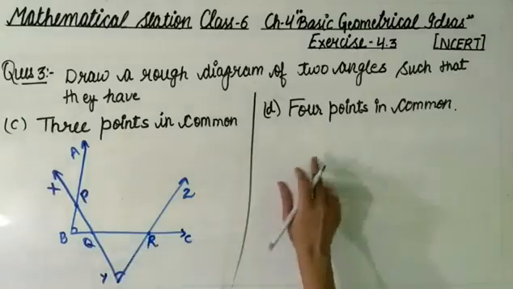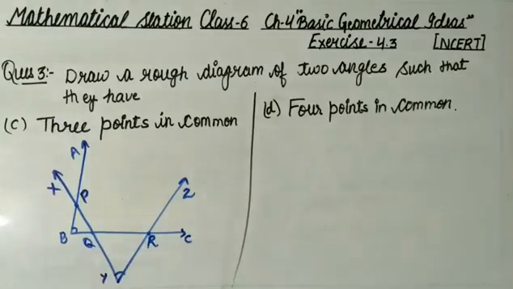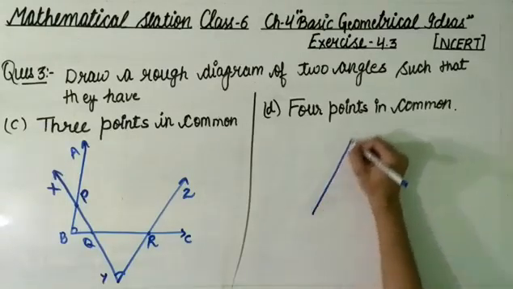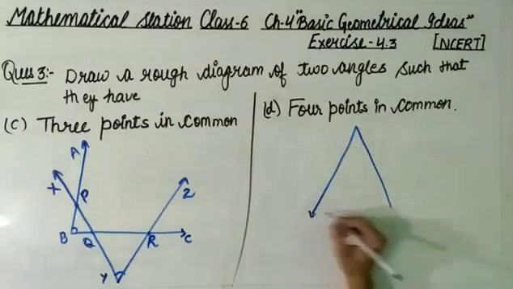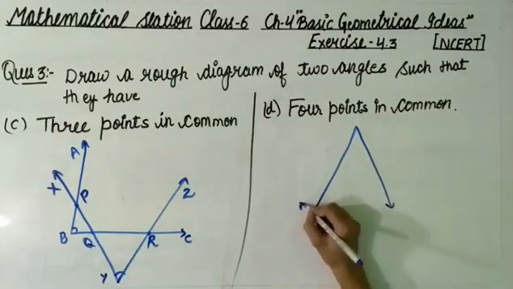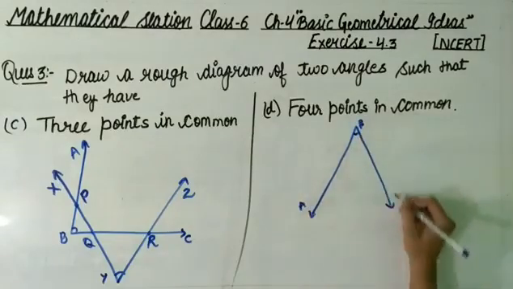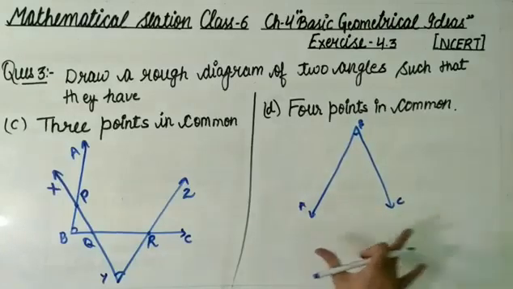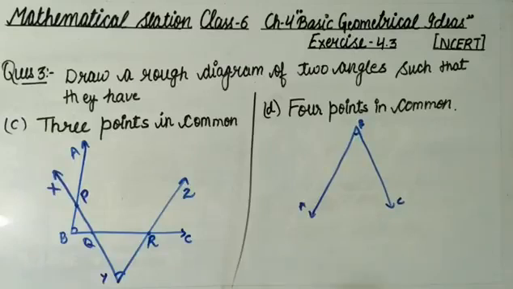Now next is part D, 4 points in common. For this our first angle is this and the name is ABC. Now we have to draw an angle which will intersect this angle ABC at 4 points.